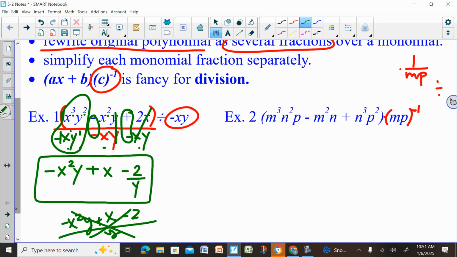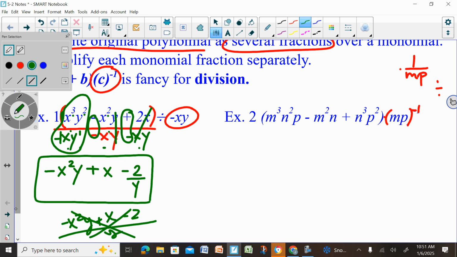I hate marking these wrong, but I will when you don't follow the suggestions that I make. Same thing here, this means multiplication. So wherever I see the MP, or the term, I'm going to divide by MP.